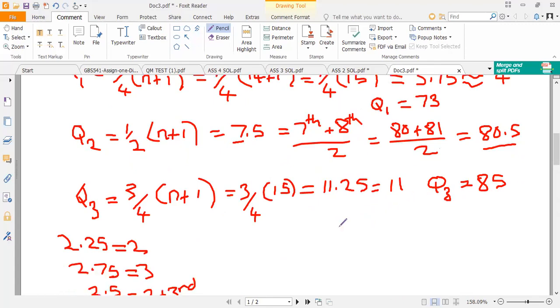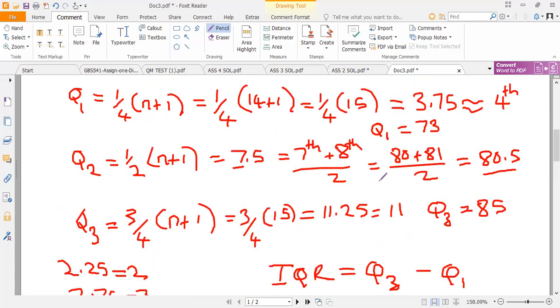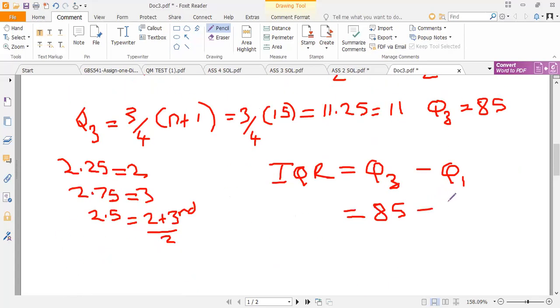And the difference between the highest number of the quartiles and the lowest number of the quartiles is called the interquartile range. So the third quartile minus the first quartile. What was our third quartile? 85. And the first quartile, which was Q1, was 73. So the difference between 85 and 73, we get 12. This is called the interquartile range.